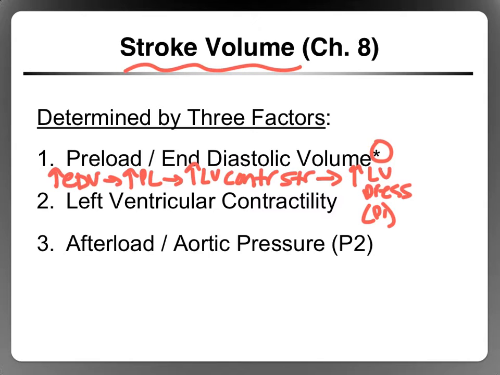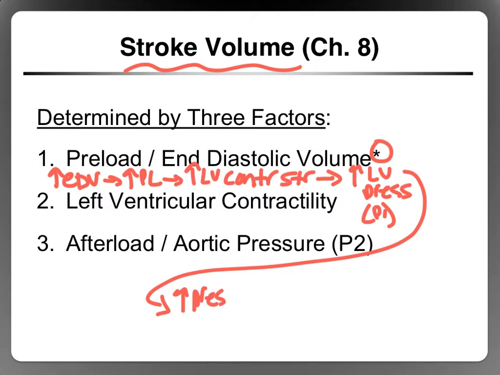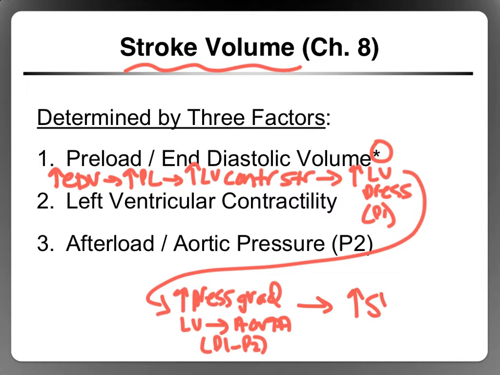Greater left ventricular pressure means that we're going to have a greater pressure gradient between the left ventricle and the aorta, which is P1 minus P2. So P1 is higher, then the gradient is higher. And if the pressure gradient is higher, we get greater stroke volume. So that's number one.